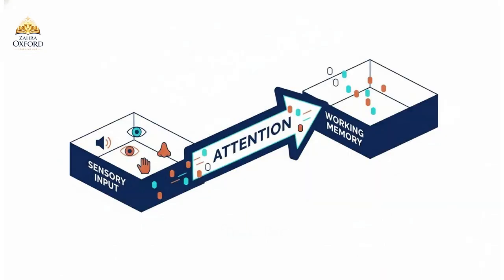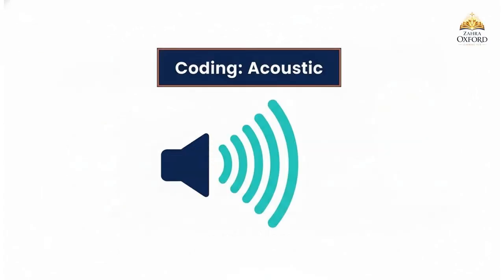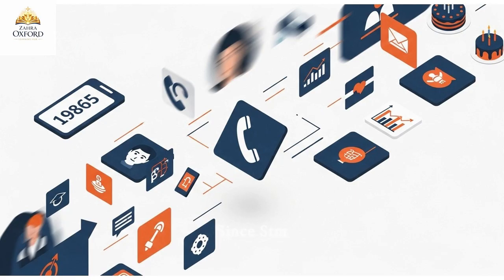Once the information has been filtered using attention, here comes short-term memory. This is your temporary workspace. Let's break down the dimensions of this temporary storehouse. The first dimension is coding. STM prefers to store information acoustically, by sound, since STM relies on sound. This is why when you try to remember a phone number, you repeat it aloud in your head.